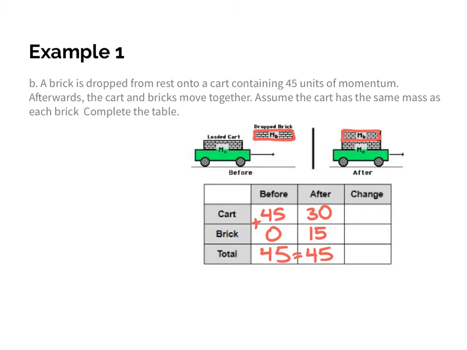But again, what happens is that the cart and brick, the loaded cart, I should say, lost 15 units of momentum, whereas the brick that was dropped on top gained 15 units of momentum, so the overall change was 0. So again, this bottom row here is showing us momentum being conserved because before and after is the same and the overall change is going to be 0.